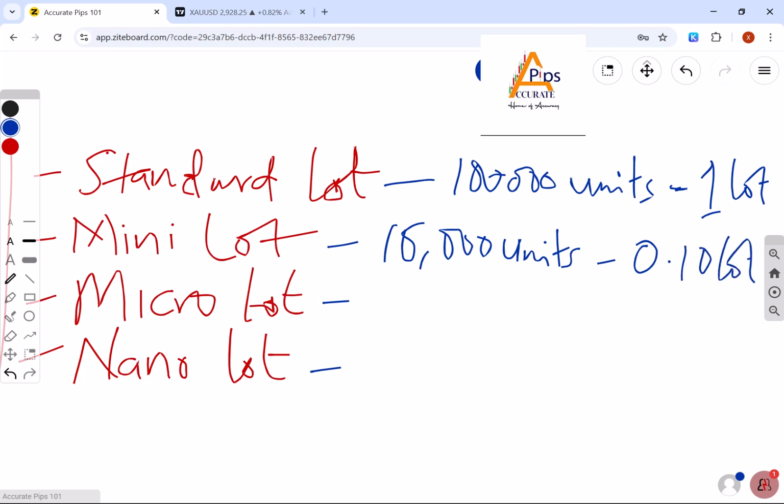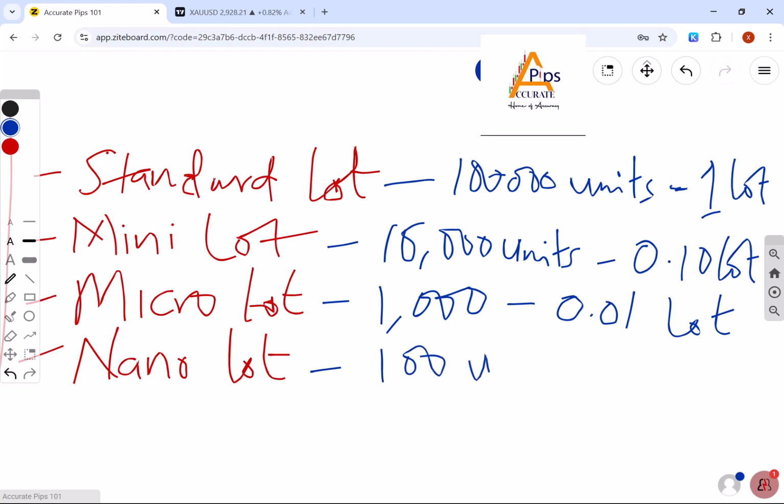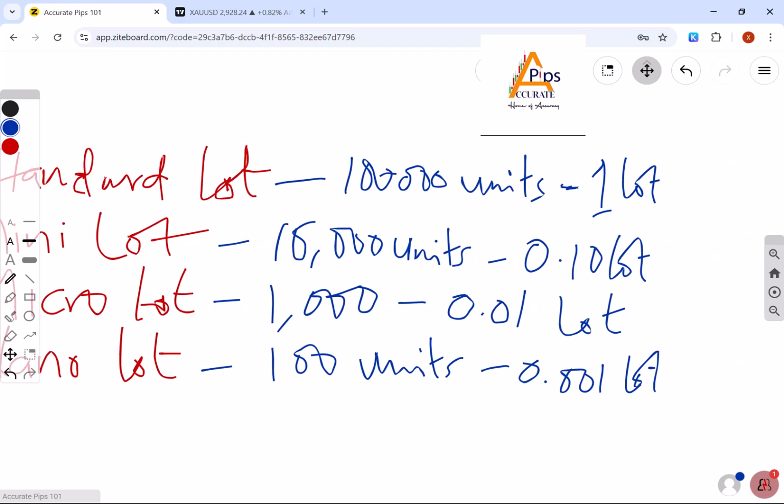A 0.10 lot. When we take a micro lot, we are saying that we are buying 1,000 units of the currency, which we represent in terms of lot size by 0.01 lot. Then when we say nano lot, we are referring to 100 units of the currency, which is represented by a 0.001 lot.